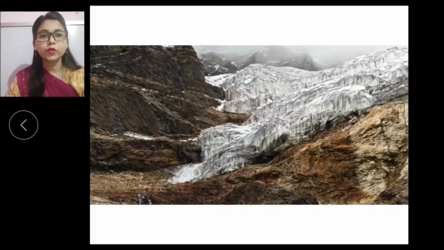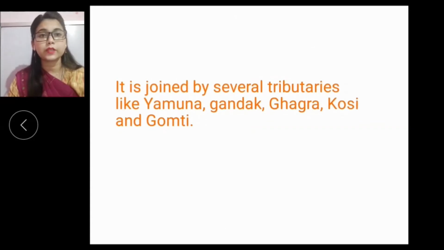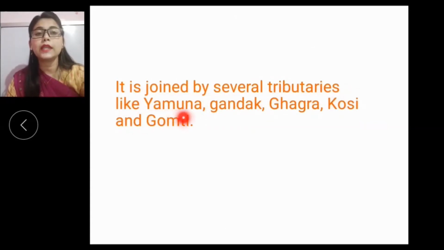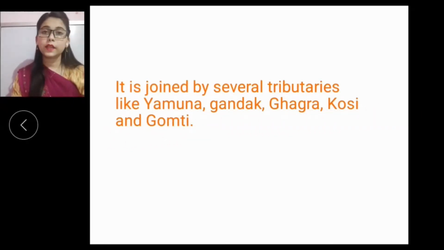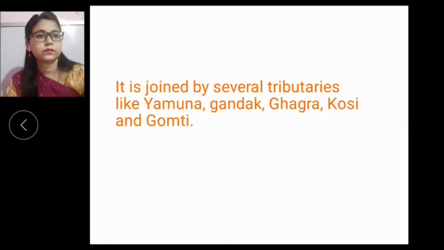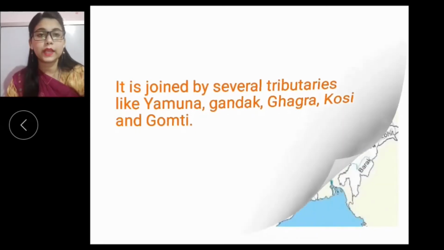I want to show you the Gangotri glacier. Okay, now let's move to the next one. It is joined by several tributaries like Yamuna, Gandak, Ghagra, Kosi and Gomti, as it flows slowly in the plains. Let's go to the next slide.